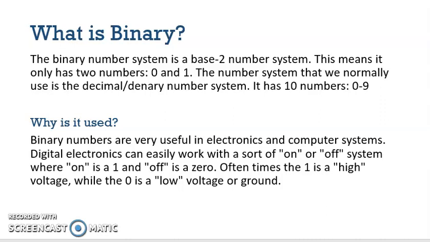Now, why is binary used? Well, binary numbers are very useful in electronics and computer systems. Digital electronics can easily work with a sort of on or off system, where on is 1 and off is 0. Oftentimes the 1 is a high voltage, where the 0 is a low voltage or ground.